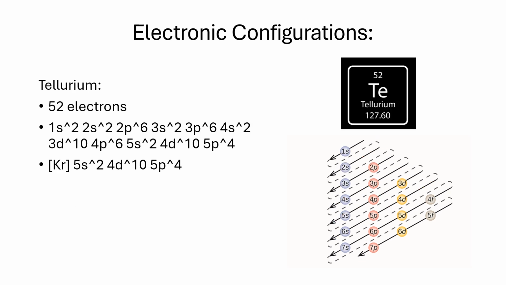Next, we have tellurium. Tellurium, as we can see, has 52 electrons, so it's not as much as before, but it still goes through all of these orbitals until we get to the 5p orbital. And it goes 4 electrons into the 5p orbital.